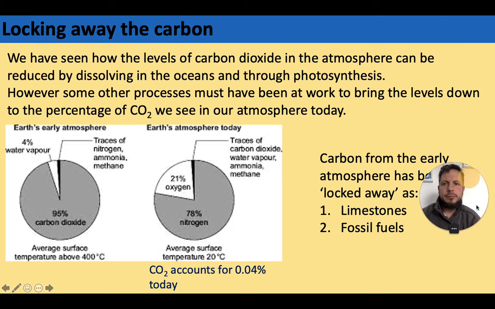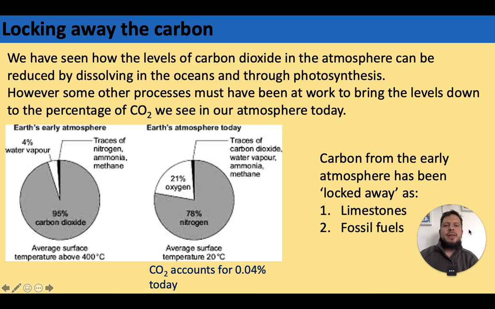Okay, so we've seen how the levels of carbon dioxide in the atmosphere can be reduced by dissolving it in the oceans and also through photosynthesis. However, to get them to such low levels that they are today, so remember, carbon dioxide is going from a really high amount, so 95% it says on that pie chart there, all the way down to 0.04%. There must be other things happening as well, other than just dissolving in the oceans and through photosynthesis. So actually, carbon from the early atmosphere is being locked away in things such as limestones and fossil fuels.